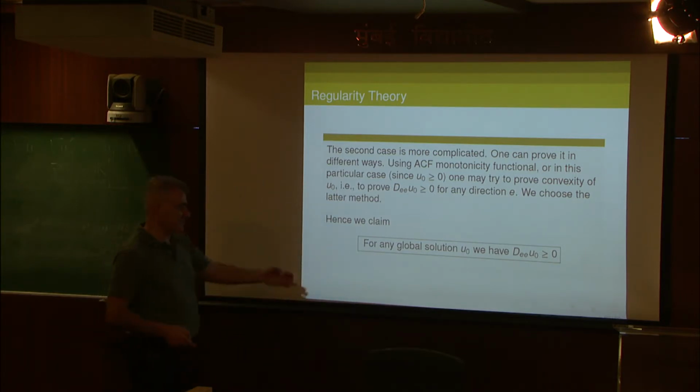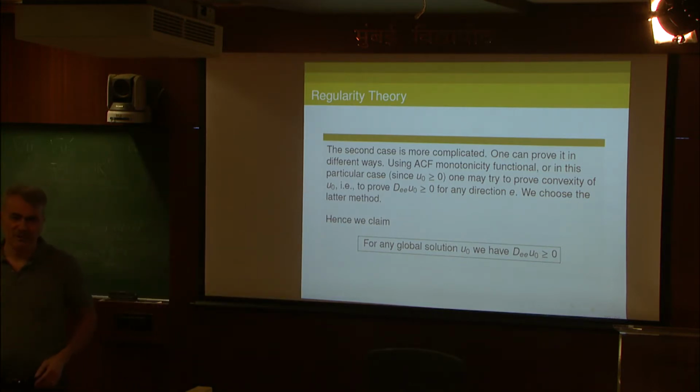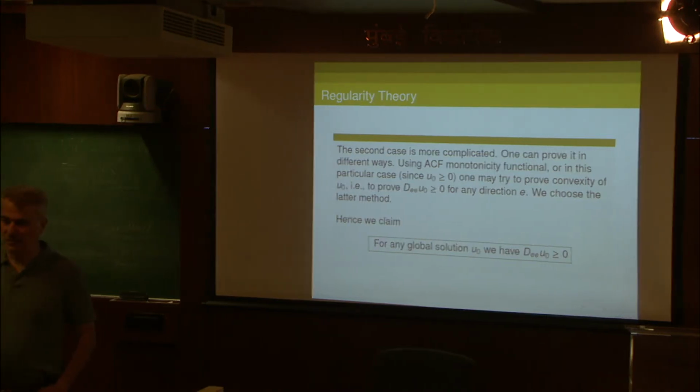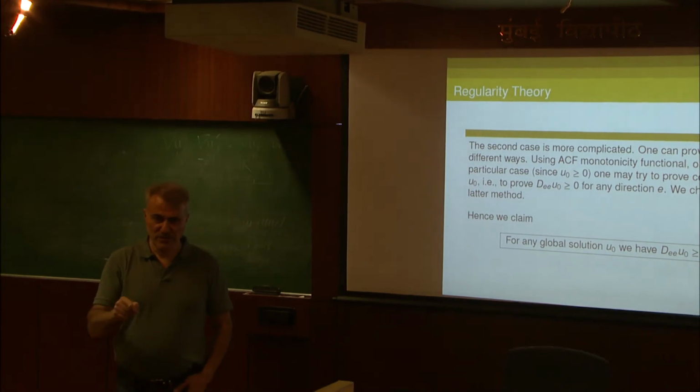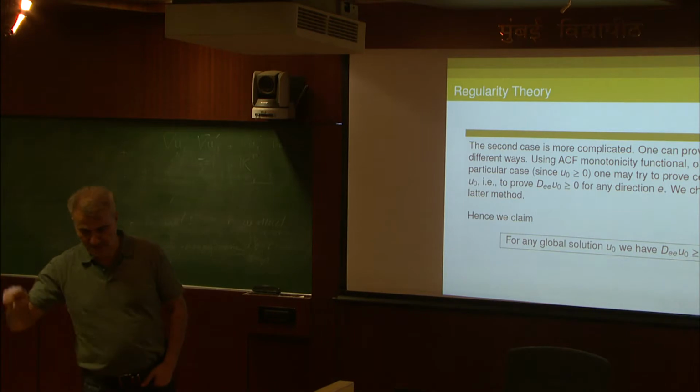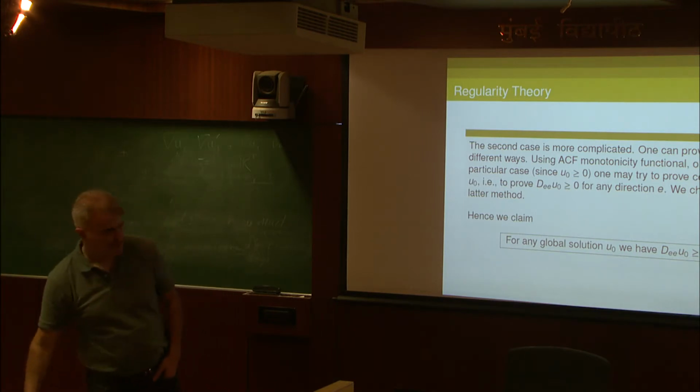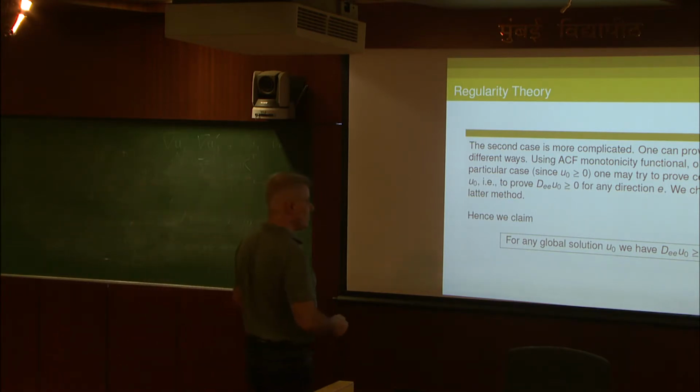So this is convexity. For any direction e, the pure second derivative of the function is non-negative. If the pure second derivative is non-negative, that means convexity. So once it becomes 0, then it stays 0, and then again it can become non-negative. Like this. So this is convex. It tells me that u0 is convex.